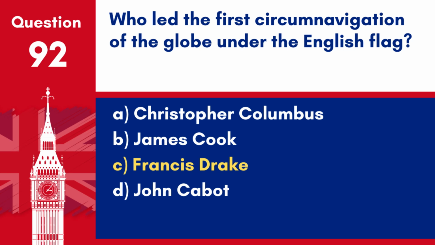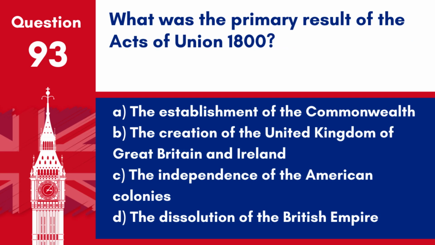Question 93. What was the primary result of the Acts of Union 1800? A. The establishment of the Commonwealth. B. The creation of the United Kingdom of Great Britain and Ireland. C. The independence of the American colonies. D. The dissolution of the British Empire.